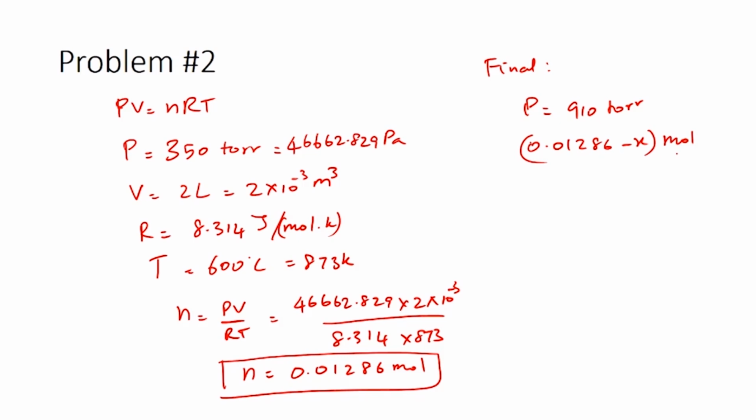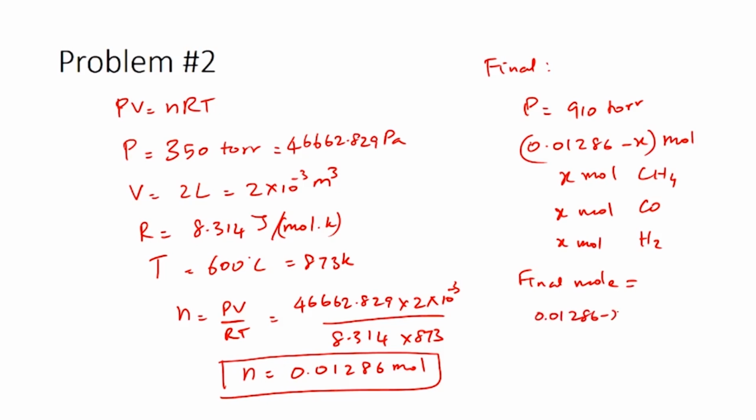So, if x moles of dimethyl ether is consumed, you will have x moles of methane, x moles of carbon monoxide and x moles of hydrogen present in the system after the reaction is completed. So, this would mean that the final number of moles would actually be equal to 0.01286 minus x plus x plus x plus x, which is equal to 0.01286 plus 2x number of moles. So, this would be the number of moles in the final condition.